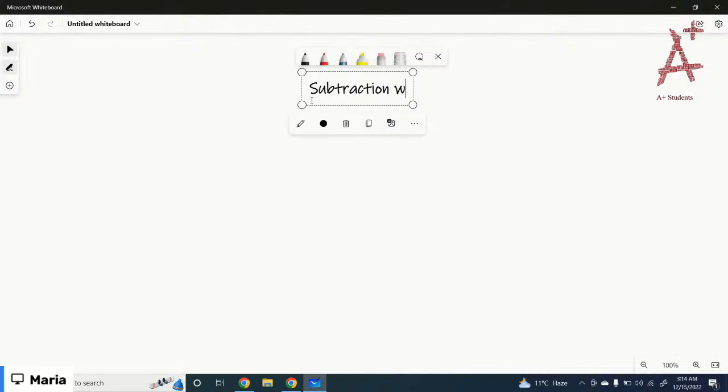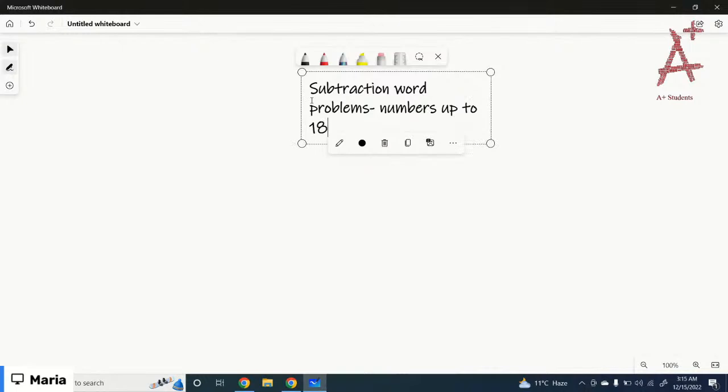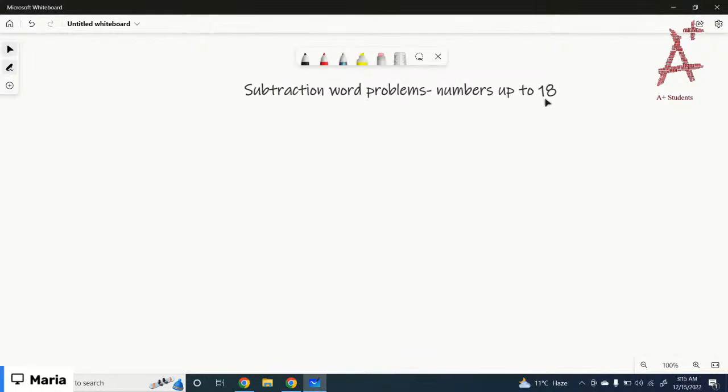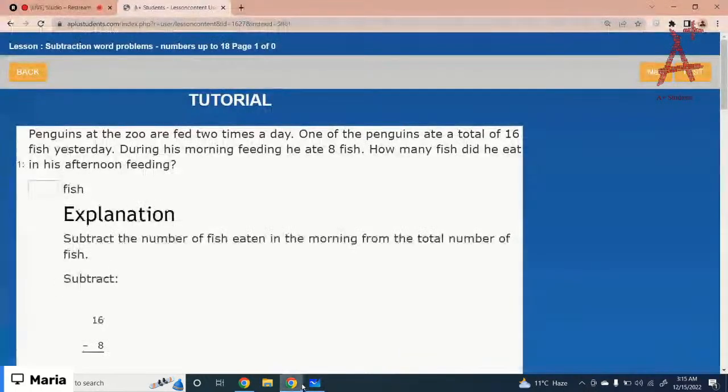Subtraction word problems, numbers up to 18. So basically the numbers are greater now. Then you have to subtract from a number greater than 9. You have to follow the same method. You all have to borrow 1 from the next digit. So just listen to me carefully, understand the questions, and then we have to subtract.